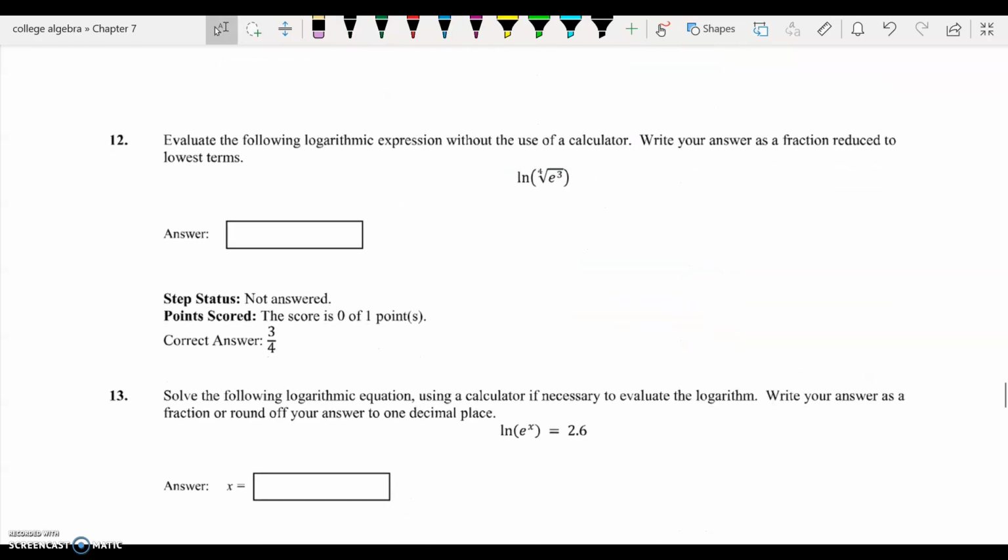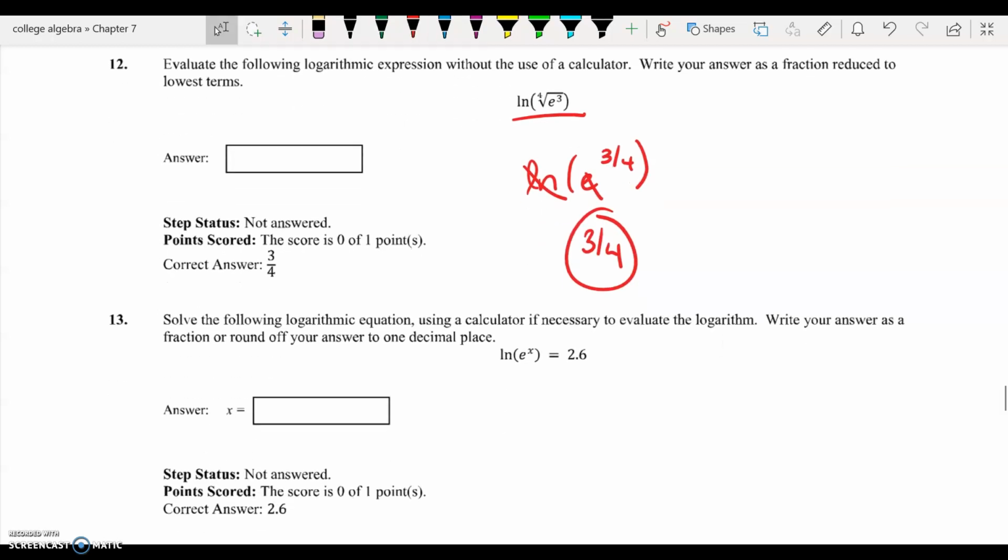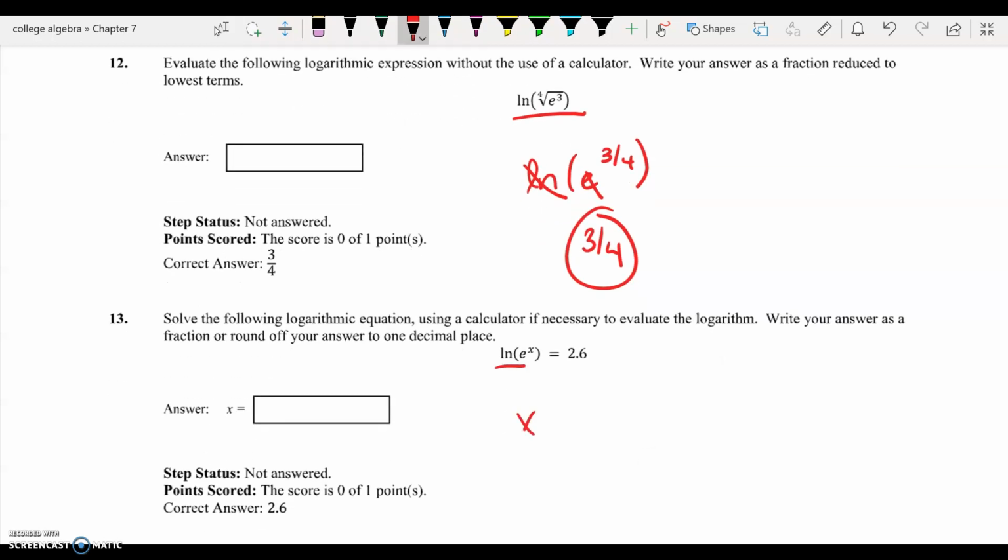That's pretty much it, guys. That's every example I could think of. On this one, the last one, right, we've done this. You rewrite it, e to the 3/4. So your answer is 3/4. This one, natural log and e cancel, so it's just x equals 2.6. You don't have to do any math.